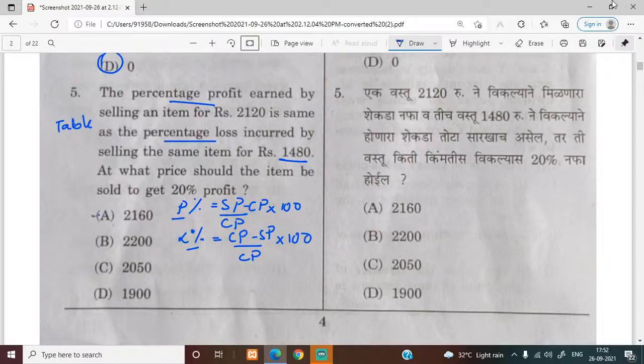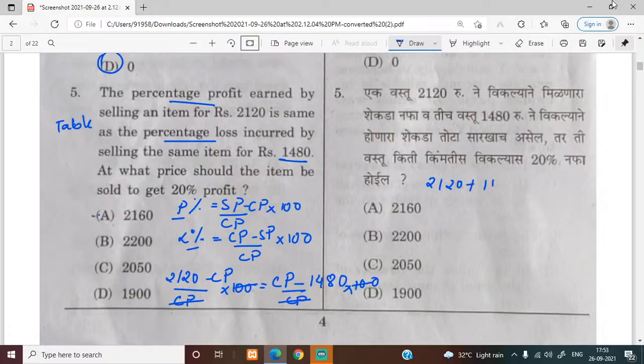When they are talking about profit percentage, students, the selling price is 2120 rupees. So they are saying 2120 minus cost price, we do not know the cost price, upon cost price into 100, right students, is equal to, we do not know the cost price again, but we know the selling price, 1480 rupees, upon cost price into 100. So this 100 and this 100 get cancelled, this CP and this CP get cancelled, and this cost price with the minus sign will go over this side and become 2CP, and this 1480 will go this side and get added to 2120. It means 2120 plus 1480 is equal to 2CP. So 2120 plus 1480 means 3600 is equal to 2CP. So cost price is 1800 rupees.